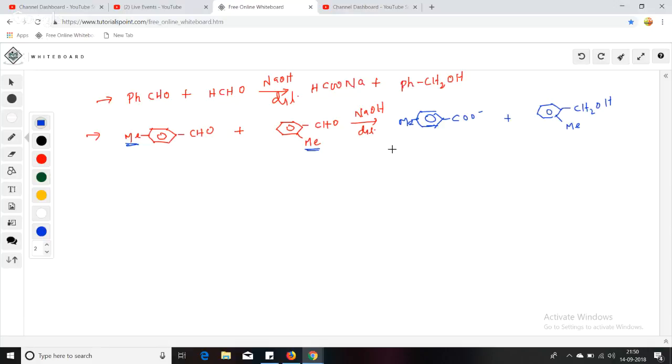You can write down either this or this, because one will go under oxidation and the other under reduction. The answer is this one, let me tell you. Suppose you write down this product also, COO minus and here we have methyl, and here we have CH2OH. Oh, sorry, I've written the same thing. Let me erase it first.